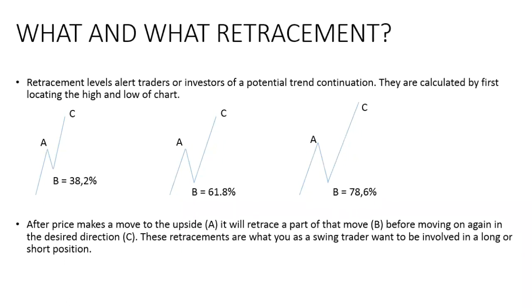Retracement levels alert traders or investors of a potential trend continuation. They are calculated by first locating the high and low of the chart. Meaning that price came here, you can see it came from the low, it went up, it created a high, came back down, it created a higher low, and then it continued to go up, continued the leg, meaning that it created another higher high. So now with that, we're targeting where our higher low is going to be using the Fibonacci ratio. And in this manner, we can see that our A, B, C came back down at the 38.2 level. Okay.